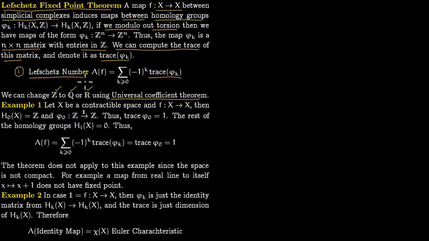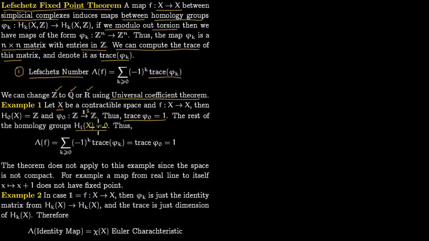So let us see an example. Say space X is a contractible space and F is a map from X to X. Then H0 of X is just the integers and all other groups are 0. So all Hi of X are 0 except the 0th, which is the integers. So you have this map phi 0 from H0 to H0, which is from Z to Z. This is just the identity map. And so obviously the trace of this is just 1 because this is just multiplication by 1. So the trace of phi 0 is 1.